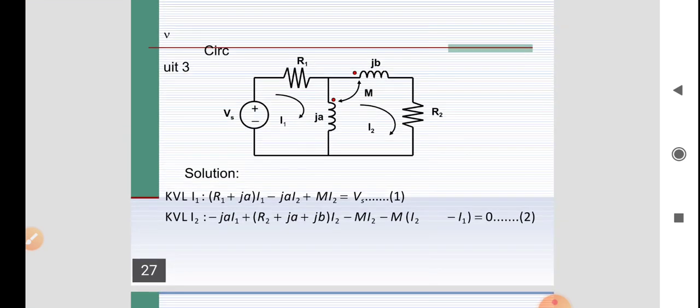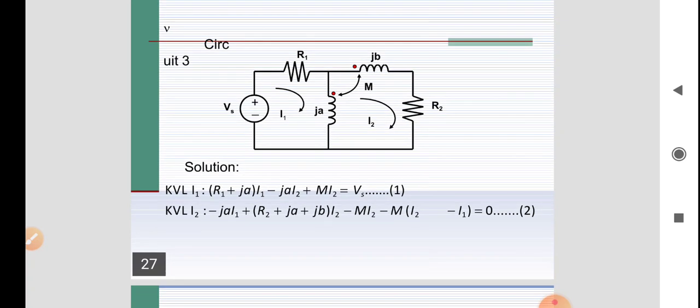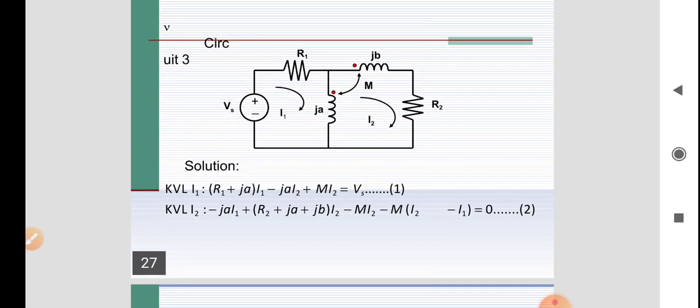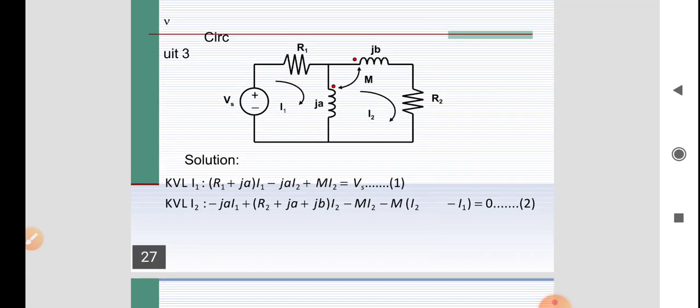Similarly, the third example: here, the same thing, it consists of two loops. First loop I1 current, second loop I2 current. In the first loop, the elements we have are R1 and Ja. So R1 plus Ja into I1, and in Ja the current flowing is I1 as well as I2. As both are in the opposite direction, Ja into I1 minus I2. As we have already written for I1, I need to write minus Ja into I2.